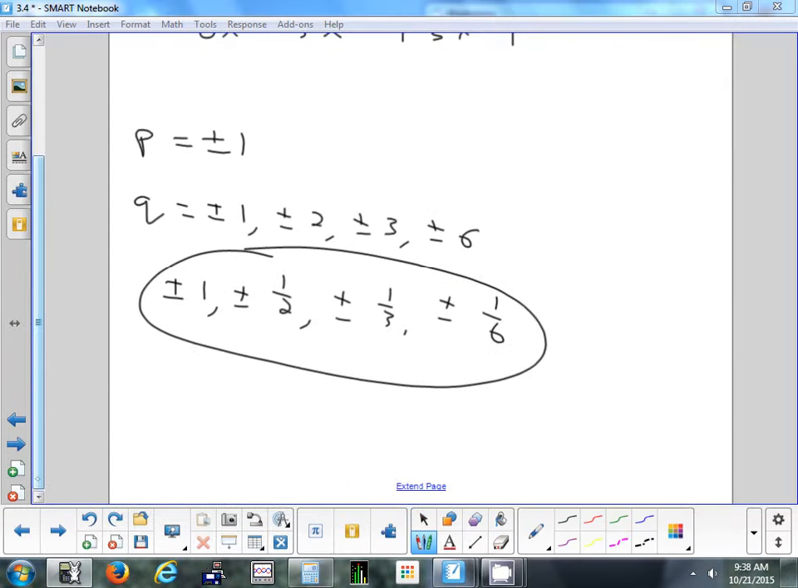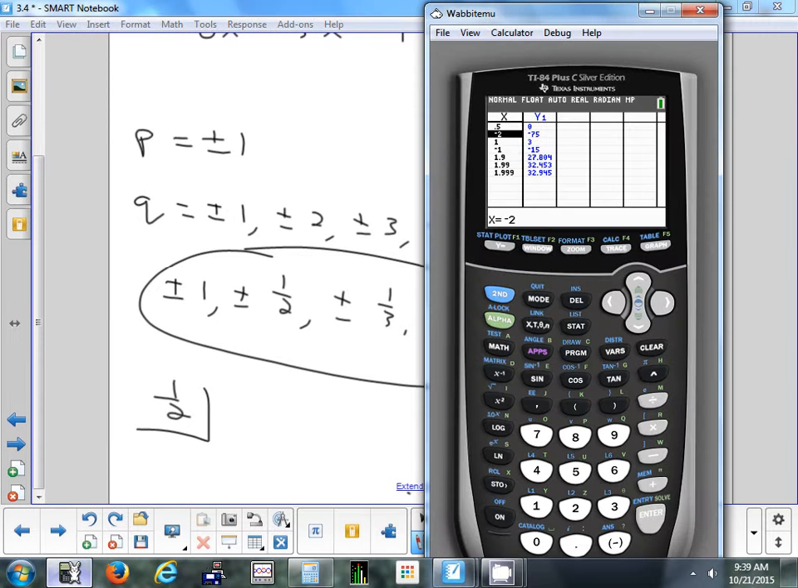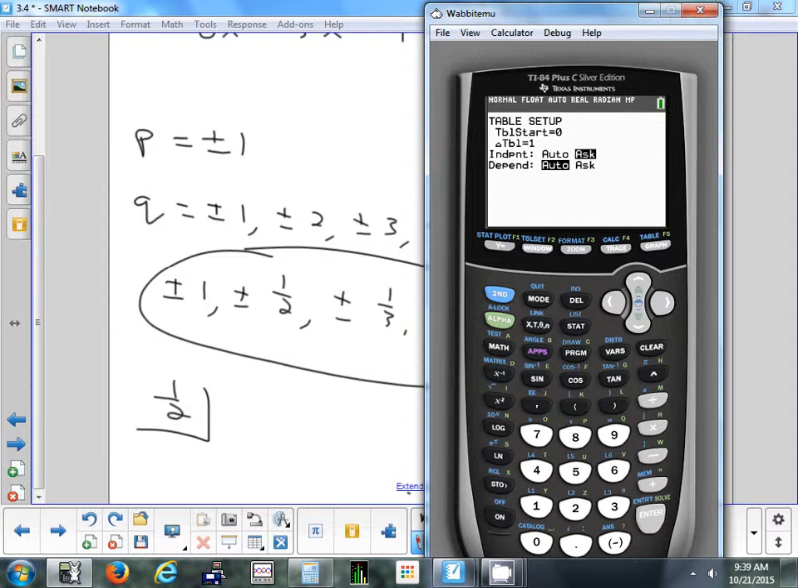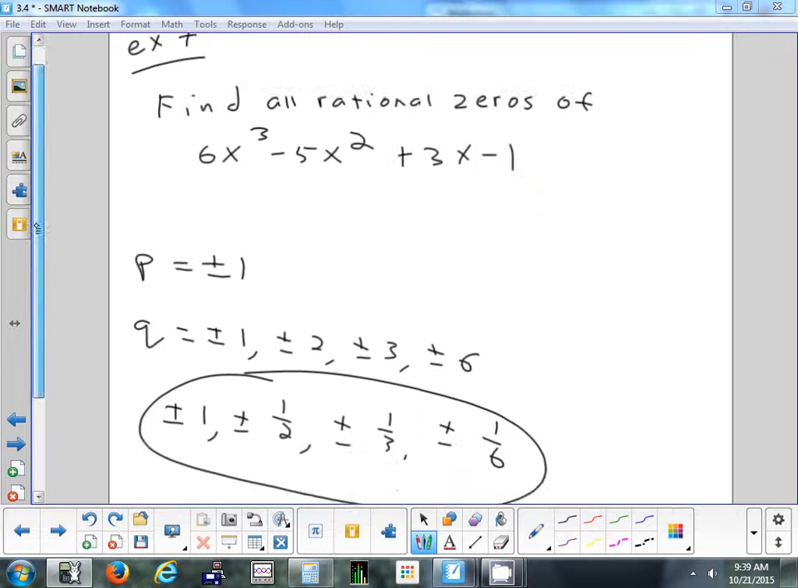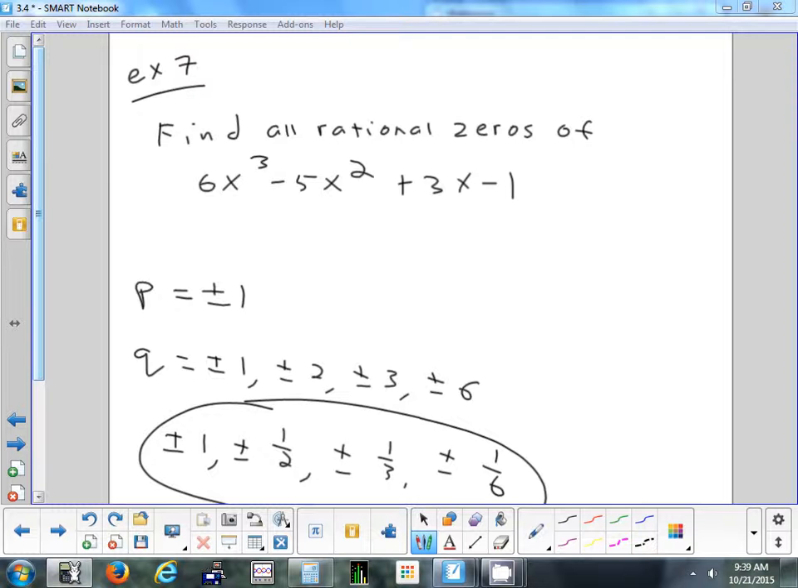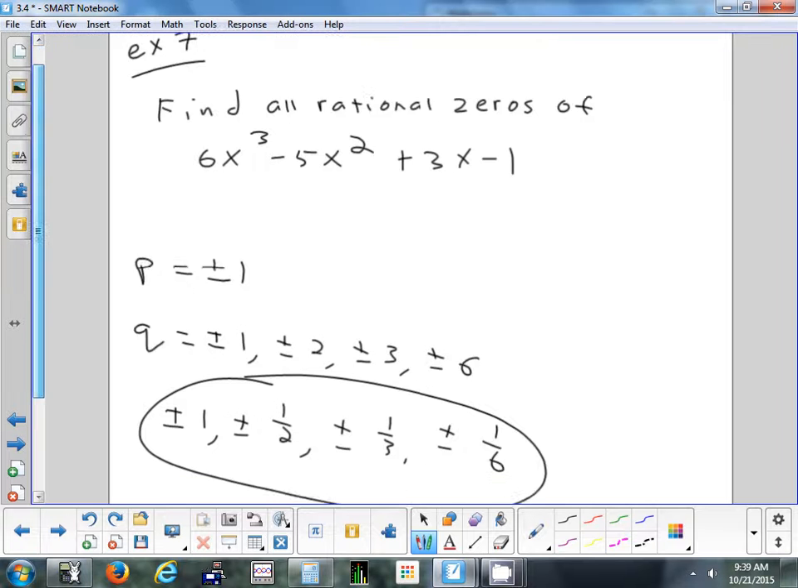Great. So what do I have to do to be able to put stuff into the table? If you want to type in, go to second table setup, and then put the independent on ask, and the dependent on auto. Otherwise, it gives you a list and you can't type in. All right, so 0.5 is a root. We're going to divide through by it. When I do that, this cubic is going to turn into a quadratic, and then I can maybe factor it again or use the quadratic formula. All right, so 6, -5, 3, -1.